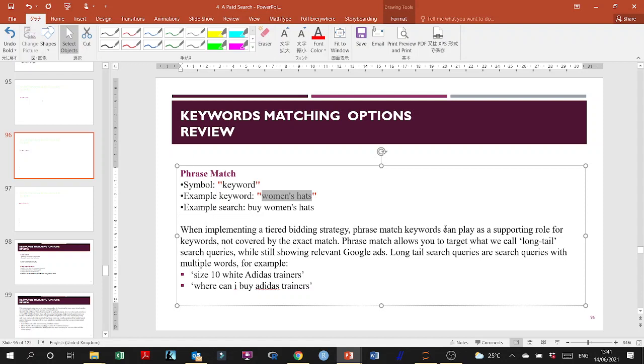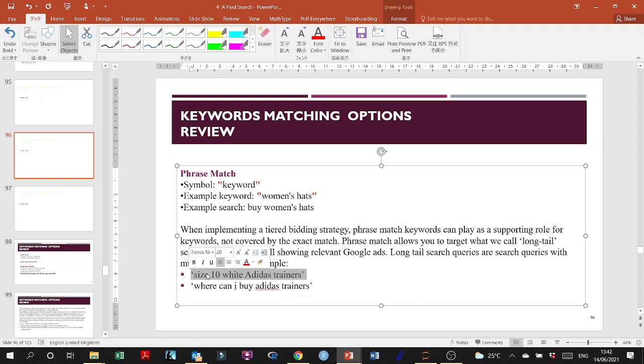And the phrase match, as you can see here, allows you to target what we call long tail search queries. Why? Because, for example, customers could add anything before or anything after a certain phrase match. So it would be very interesting to see how this key phrase, or phrase match keyword, is used in a long tail keyword. For example, you could use a phrase match such as size 10 white Adidas trainers. Now you will tell me, what if it's size 12 or size whatever?